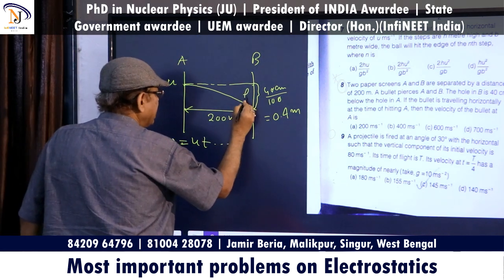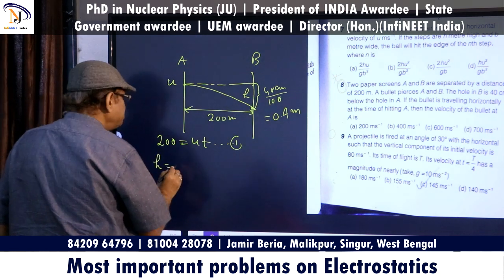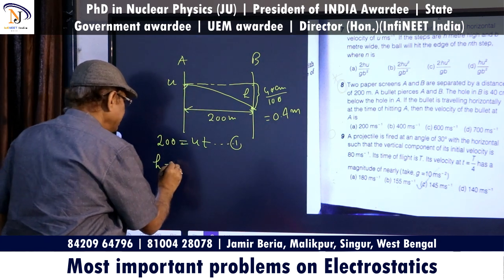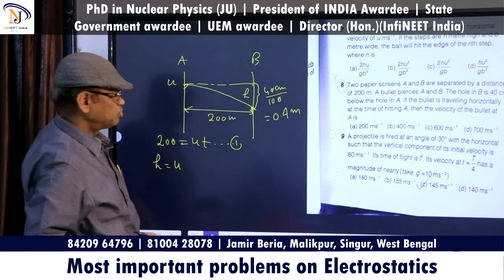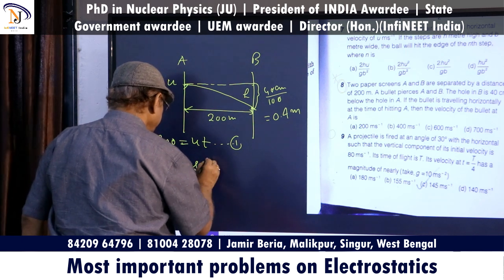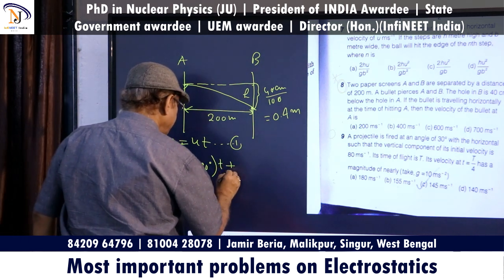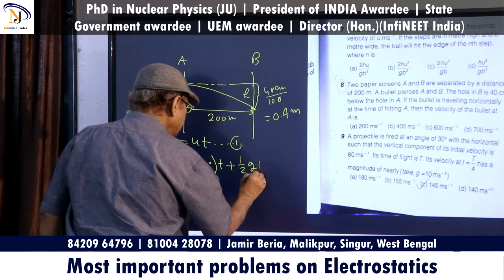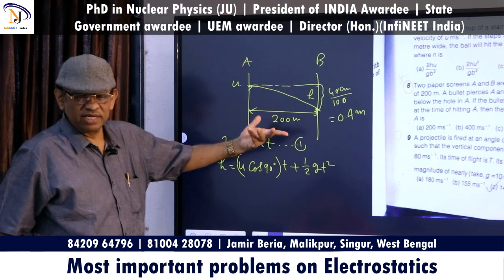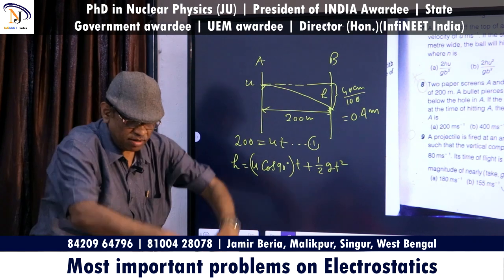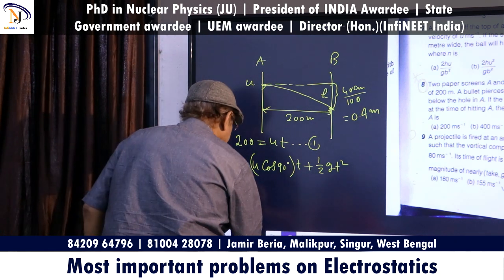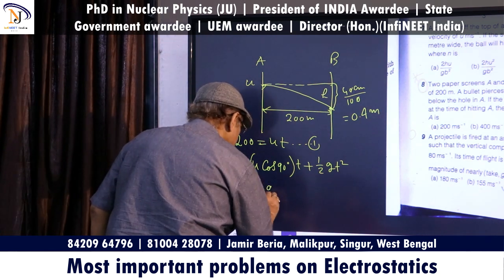And here it is H. Initially there is no velocity along this direction. U is the velocity along the horizontal direction. So H equals U cos 90 degree into T plus half G into T square. Am I clear or not? Then this will be 0, since there is no component of velocity, only acceleration in the downward direction. So you can write H equals half G into T square.